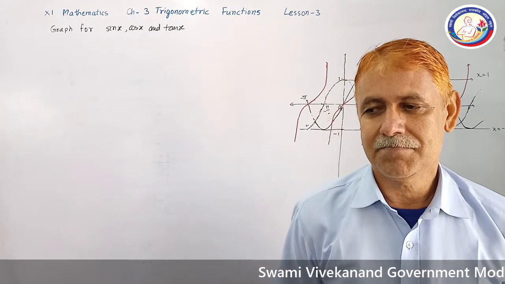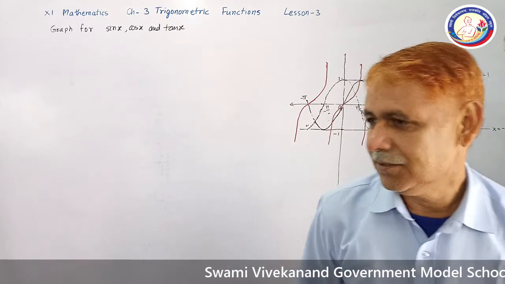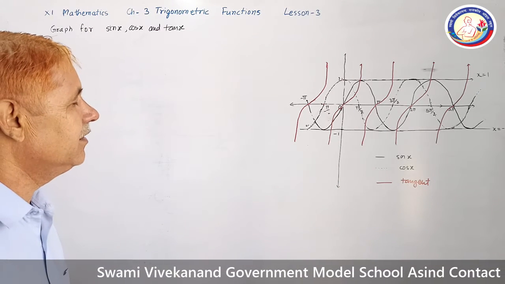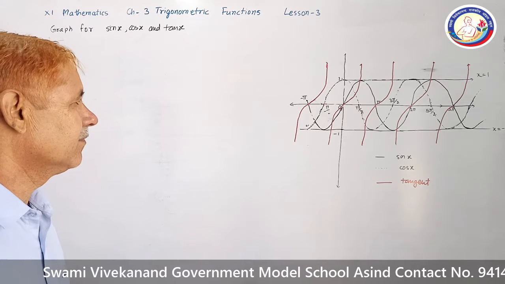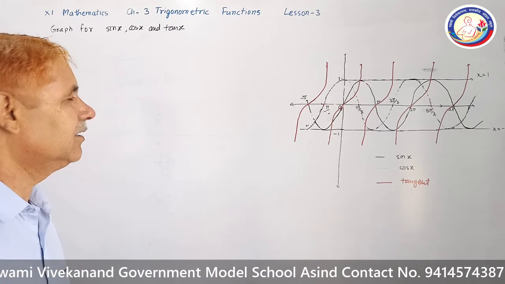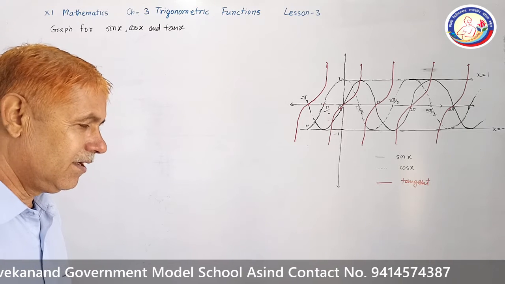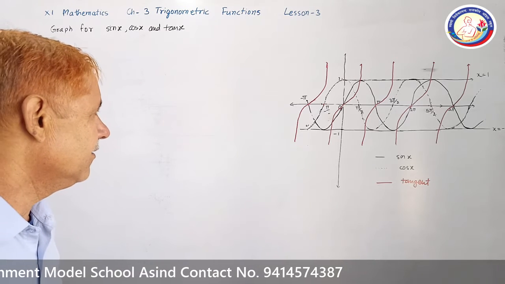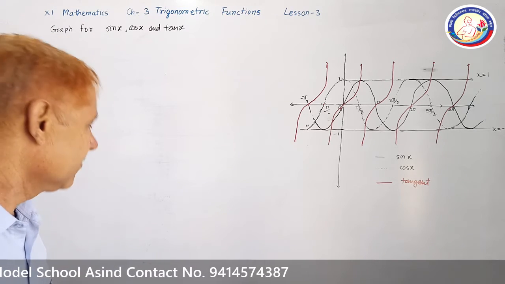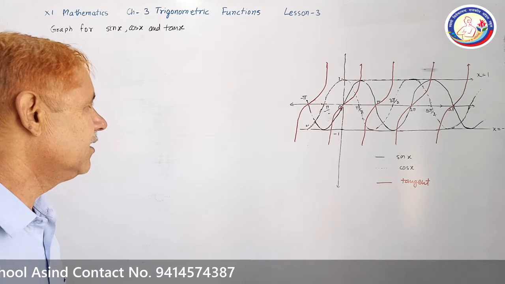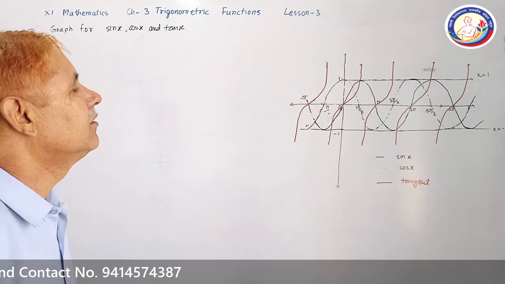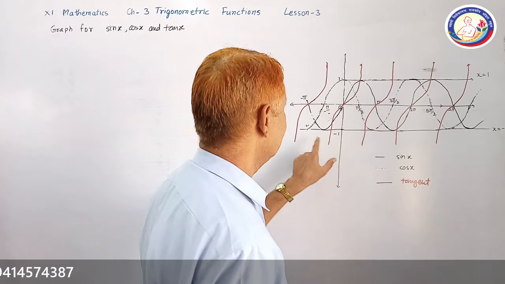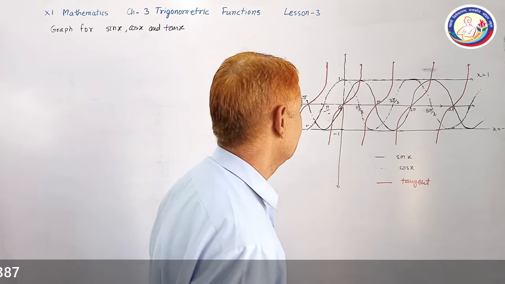In the previous lesson, we discussed the values of sine, cosine, tangent, and other functions, how they increase and decrease, in which intervals they increase or decrease, and the signs of different trigonometric functions. Today, we start our lesson with understanding the graph of trigonometric functions. Here, I have plotted a common graph for sine, cosine, and tangent.